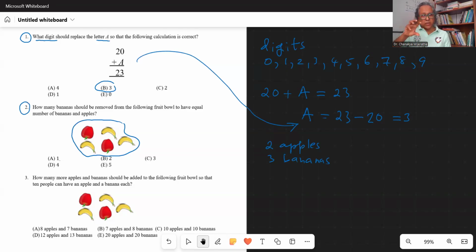Of course, 2 is not equal to 3. But if you take away some bananas from the 3 bananas, we can get it equal to the number of apples. Now, the number of apples is fixed, we cannot change that, but we can remove bananas so that the number of apples and the number of bananas are equal. As I said earlier, you need to pause the video and do it yourself and then check the answer. All right? Pause and do.